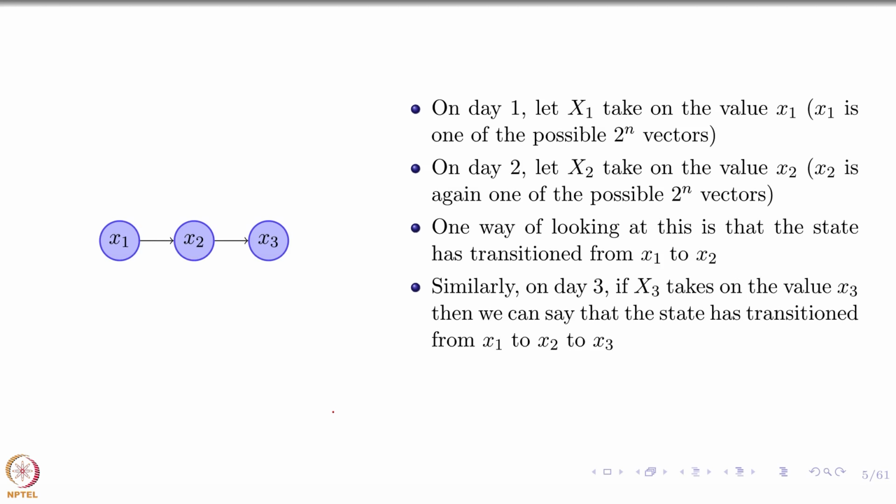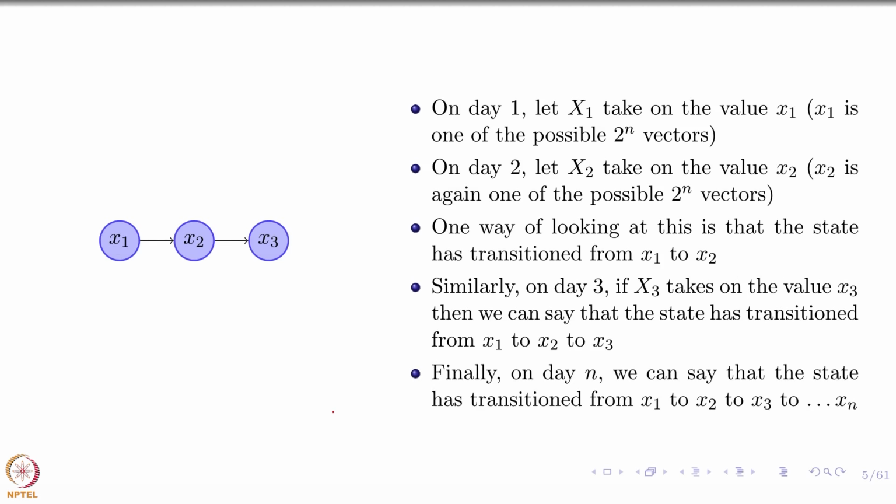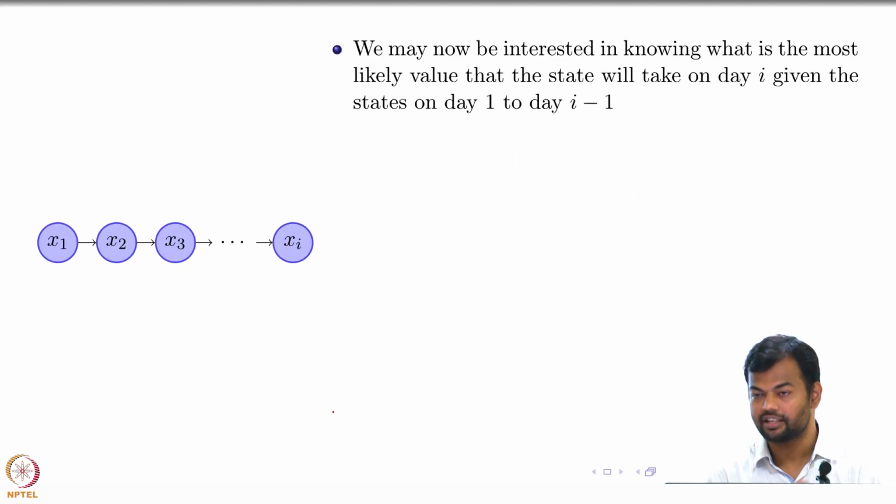And now on day 3, if I assume that there are x3 customers, then I can say that the state has transitioned from x1 to x2 to x3. And in general, on day n, starting from some small x1 on day 1, the state has transitioned through x2, x3 up to xn. Okay? So we have now started talking in terms of states that the random variable can take, and we are transitioning between these states. Now an interesting question to ask would be, what is the most likely value that the state will take on day i given the states from day 1 to day i minus 1?